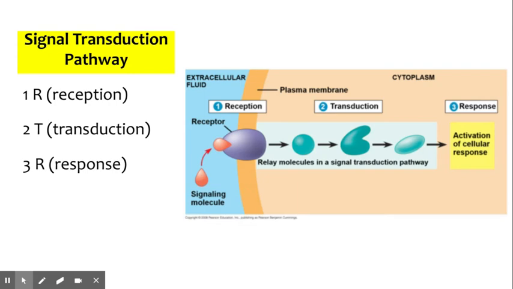So for the signal transduction pathway, I'm going to be using abbreviations on the next slide, so I wanted to go over what those are. 1R is just going to be reception. 2T is going to stand for transduction. So that's just the relay molecules that activate each other as they proceed through the cell. And then finally, 3R is the response.